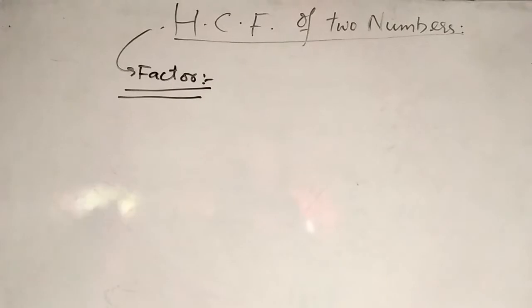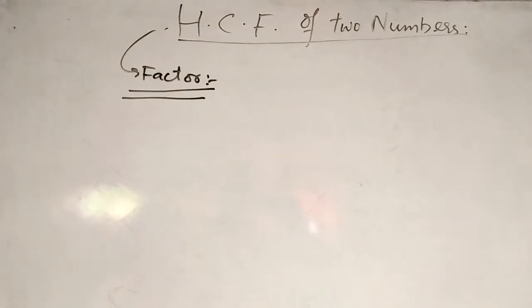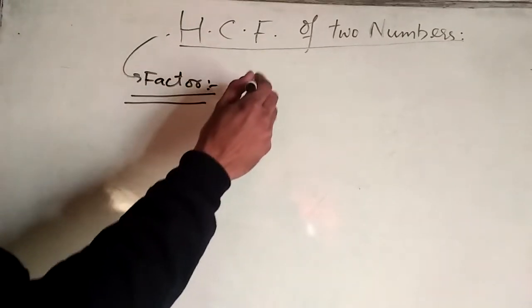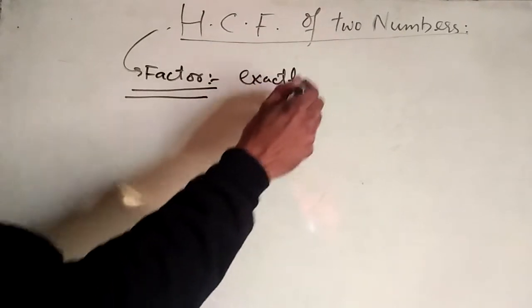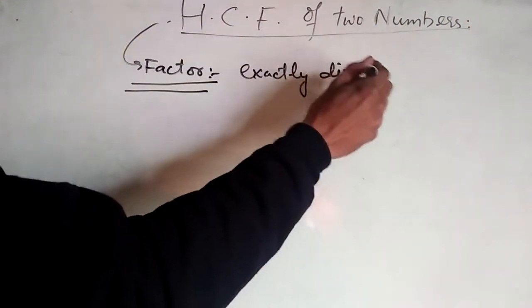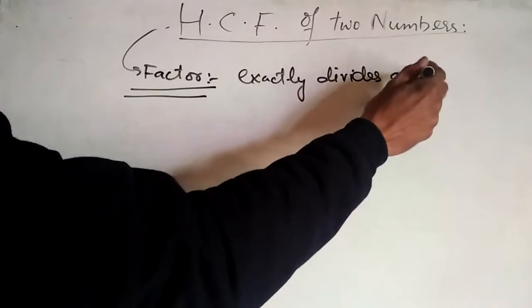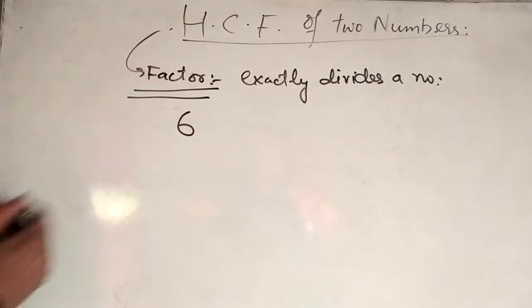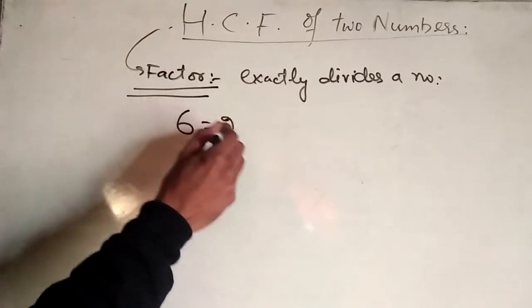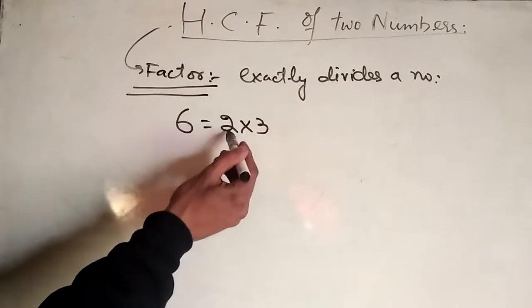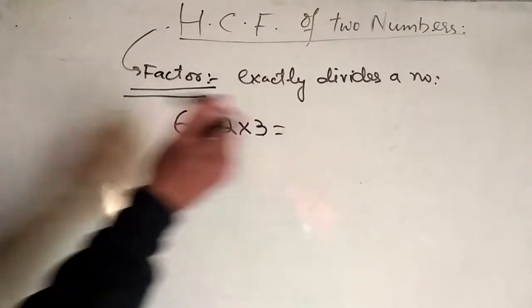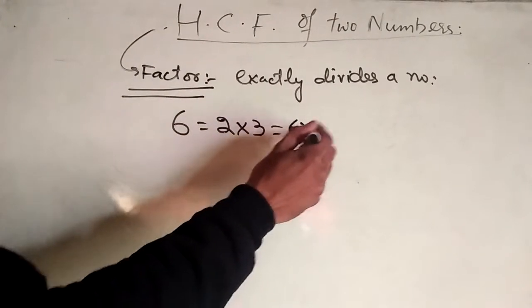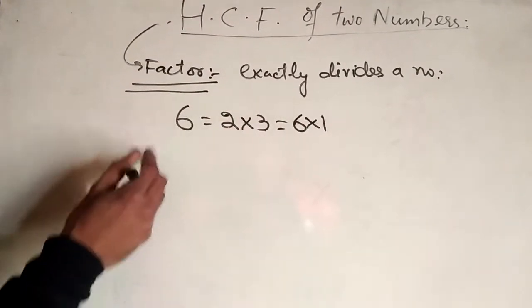A factor is actually a number which exactly divides a number. So let's take an example of the number 6. 6 can be written as 2 into 3. 2 into 3 is equal to 6. 6 into 1 is equal to 6.